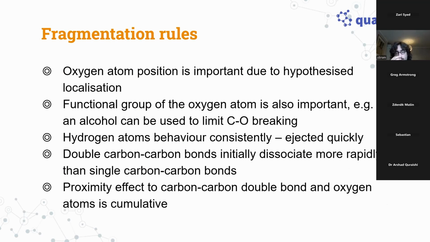So we've summarized these into a set of fragmentation rules. So the position of the oxygen atom is really important to how bonds break. And unsurprisingly, we see that hydrogens come off very quickly.